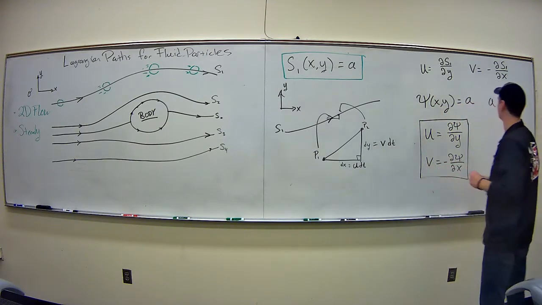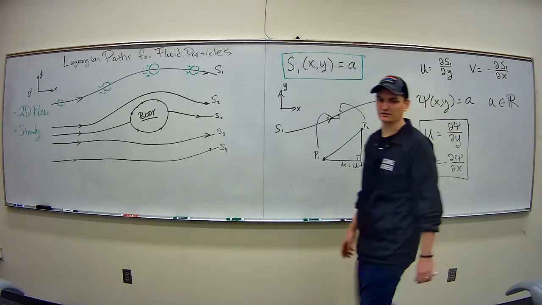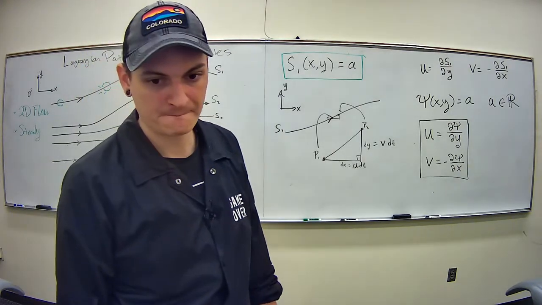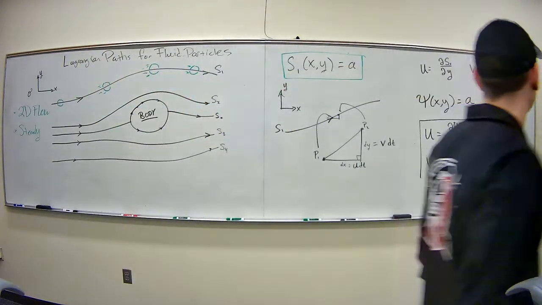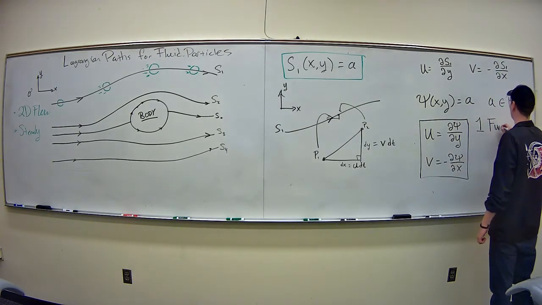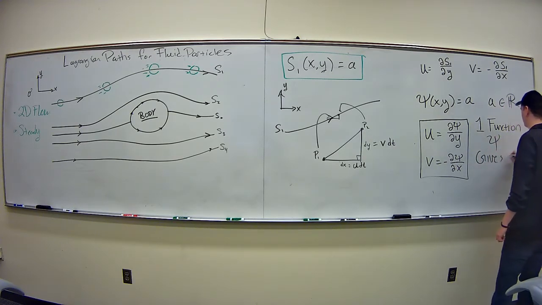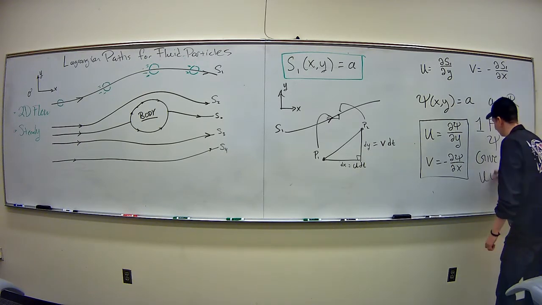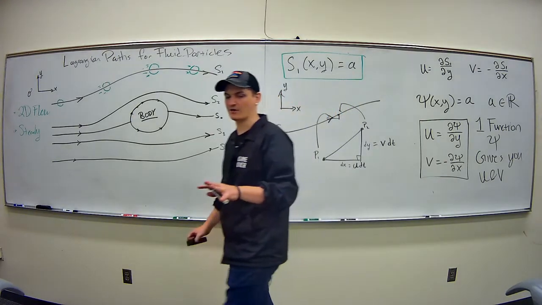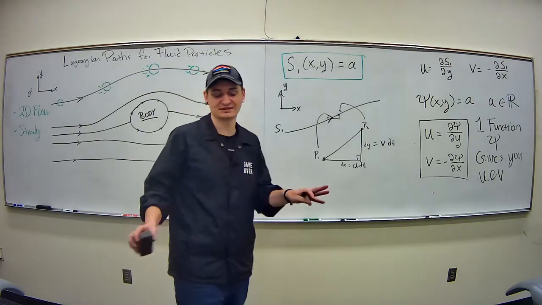Okay? This is important. These are critical equations, and the idea is it's really a special type of potential function. The idea being, I find one function that gives you u and v. Again, we're in 2D and steady right now, and that's only to make this simpler to rationalize. But you can do this in 3 dimensions.